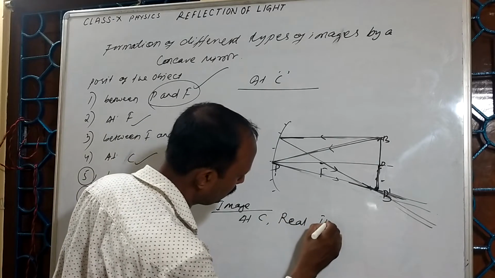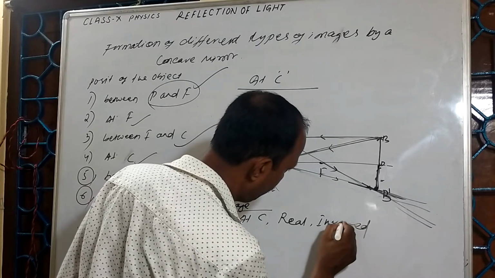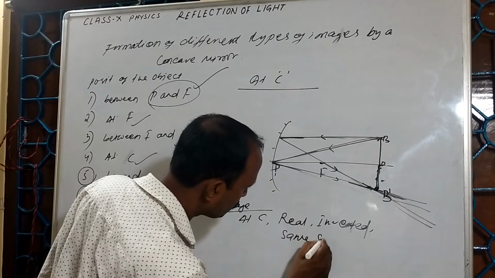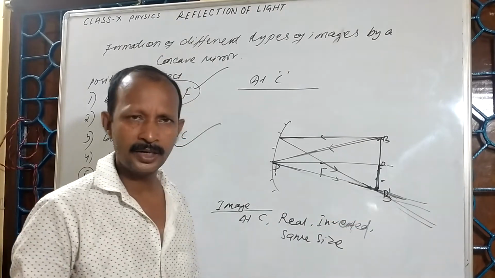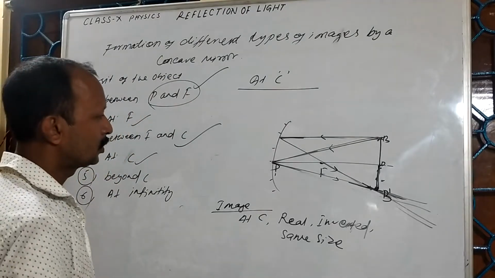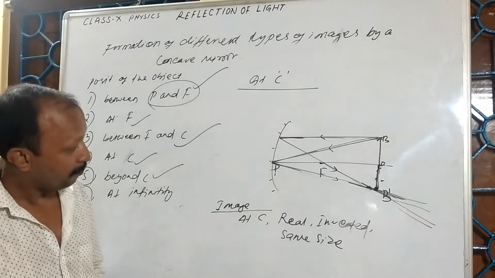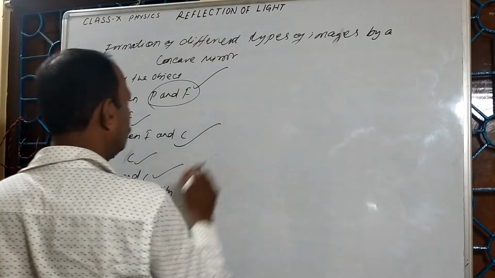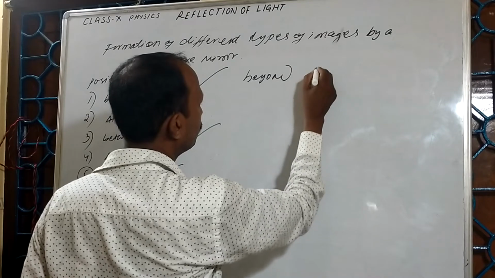Real, inverted, same size. Real image, inverted image and same size image. So next one is beyond C. The object beyond C.